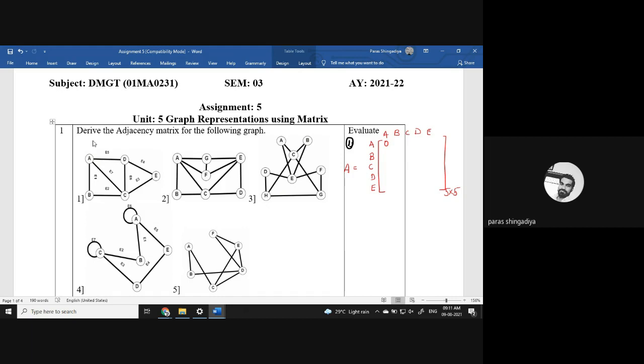Now A to B, they are connected by edge E1, so it will be 1. A and C are also connected by edge E7, so it is 1. A and D are also connected, that is 1. But A to E is not connected, there is no direct edge between A and E, meaning A and E are not adjacent, so it will be 0.